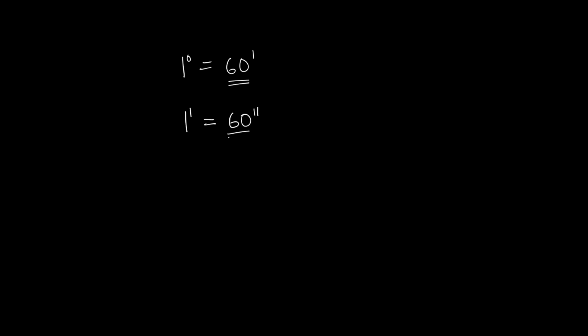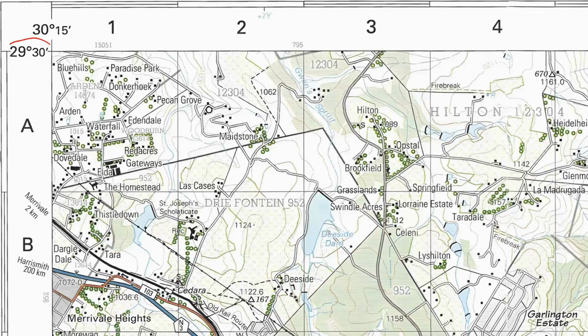The reason we need to know this is because it helps us calculate the exact coordinates of a feature on the map. Now, another concept that learners often confuse is the difference between latitude and longitude. So let's look at them one at a time.